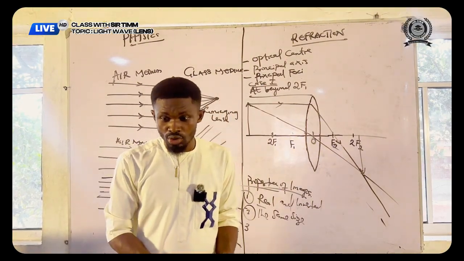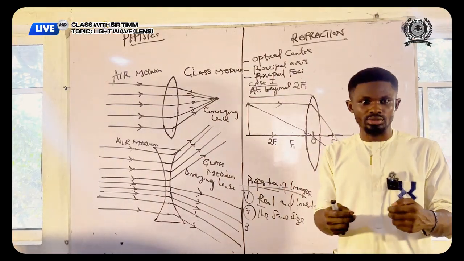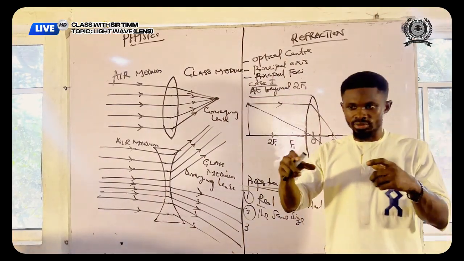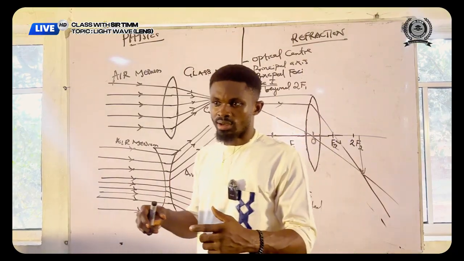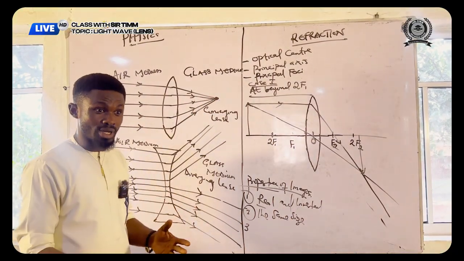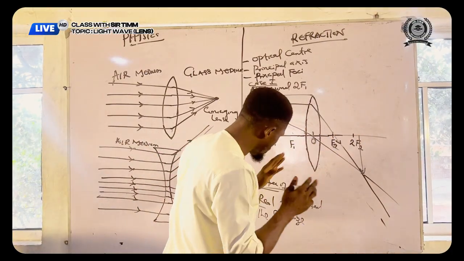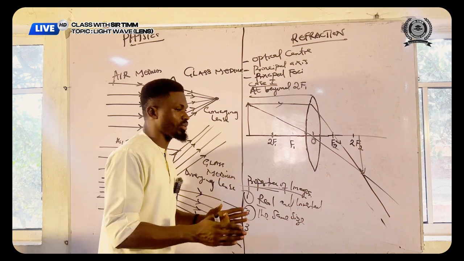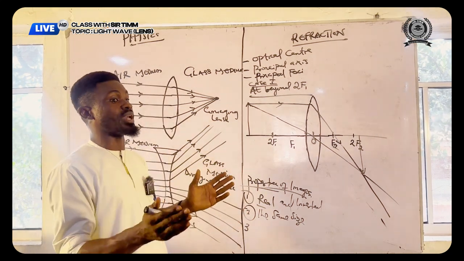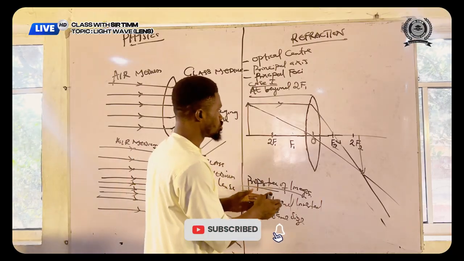Is there anybody that drew with a protractor, with arcing and all that? Yes, I drew. Okay, we confirm because we need to know. But the point there is that this image has the same size as the object. So it's not magnified, it's not diminished. Am I communicating? Then it is real and also inverted.